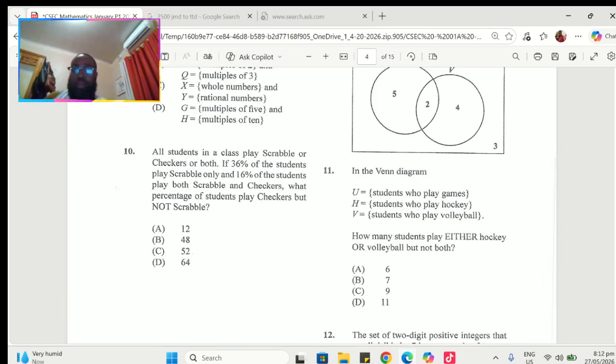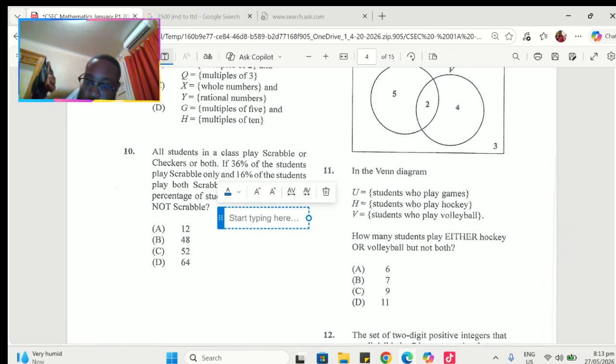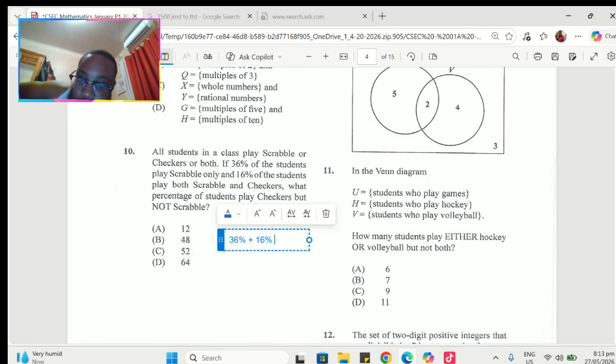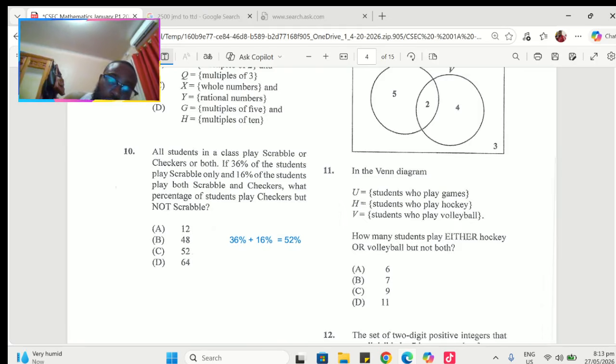And this is pretty straightforward, right? 36% play Scrabble only, and 16% play Scrabble and checkers. That adds up to 52. The remaining amount will be the ones who play checkers only. And since the total is 100%, 100 minus 52 will give you B, 48.